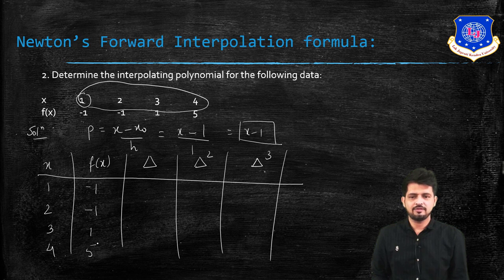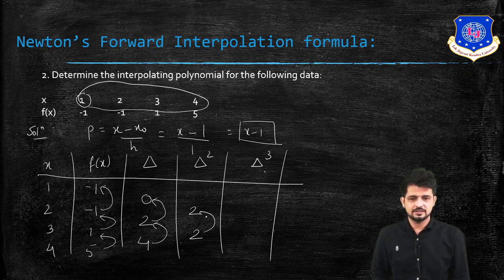1 and 5. Now we have to find the first forward difference. How can I find the first forward difference? This value minus this value. So minus 1 minus minus 1, that is minus 1 plus 1. That will be 0. You have to write the value in between these two values, right? 1 minus minus 1, that is 2. 5 minus 1, that is 4. Then again we have to find the second forward difference. 2 minus 0 is 2 and 4 minus 2 is 2. Then third forward difference, 2 minus 2, 0.